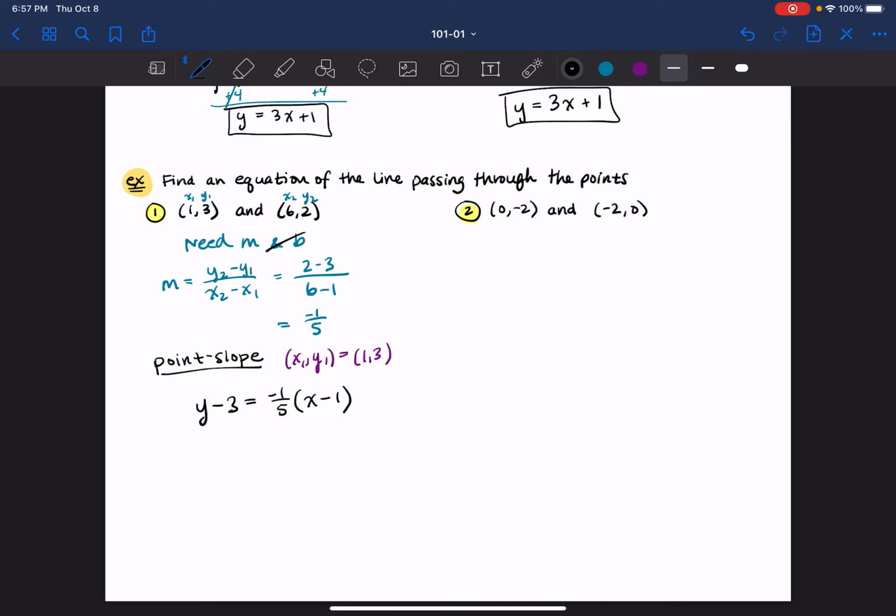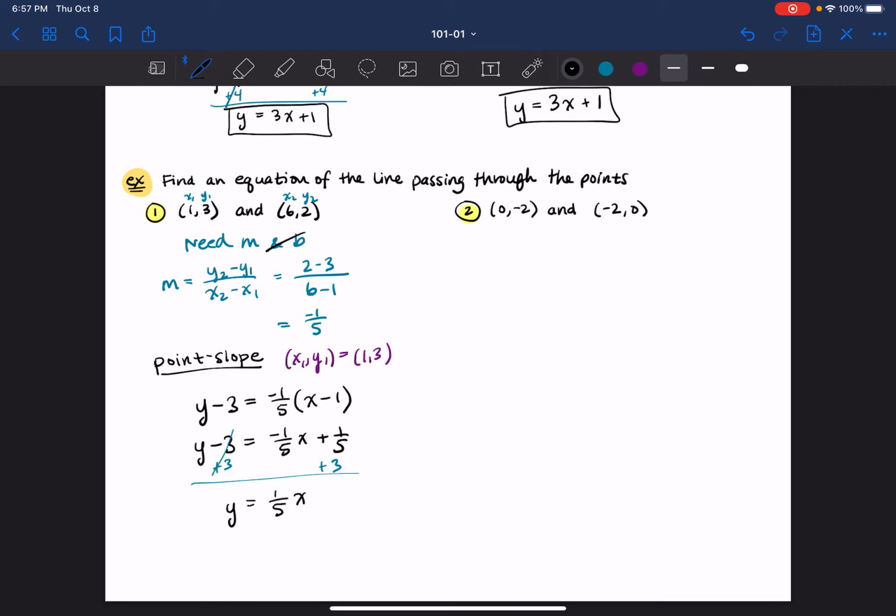So there we go. We don't want to leave it like this though. Let's distribute the negative 1/5 inside. Okay, negative 1/5 times x is negative 1/5 x. Negative 1/5 times negative 1 is plus 1/5. Okay, and then lastly we want to add 3 to solve for y.